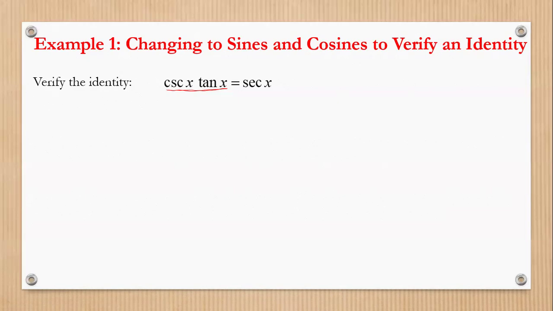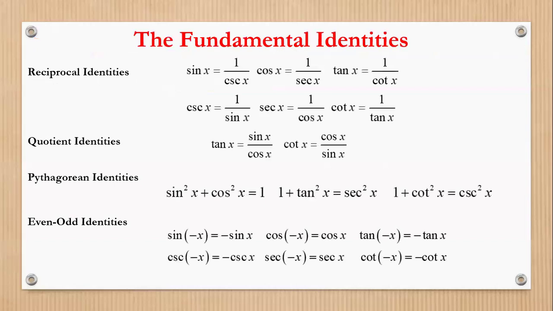Since on the right side I have secant, I need to use some of the identities that make the left side into the secant. But let's see what we can do as a first step. So first of all, from the left side, I have cosecant and tangent. What formula do we have for cosecant? So for cosecant, the only formula that we have is this one, 1 over sine.